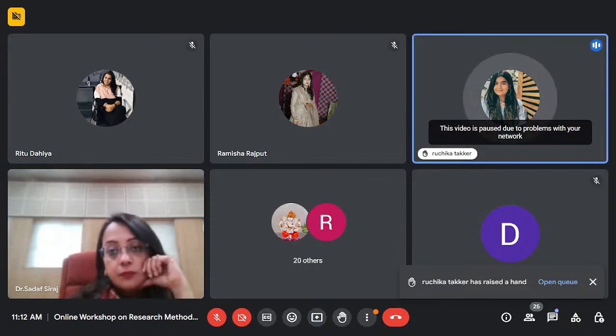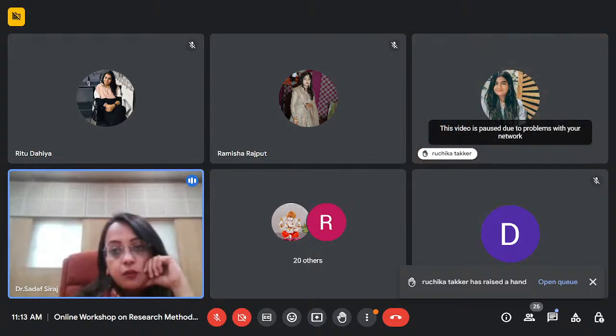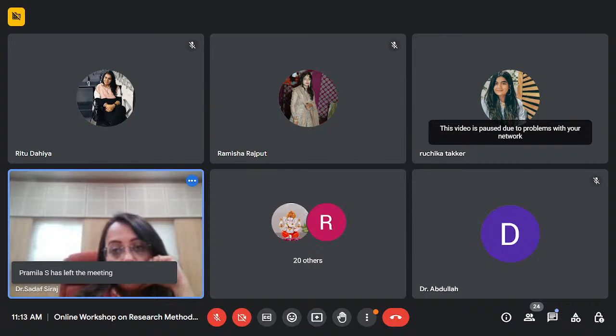I'm not getting the option to share my screen. You're not having this option. There's an arrow in the bottom center. You can click on that arrow and present full screen will be there. Can you see it?